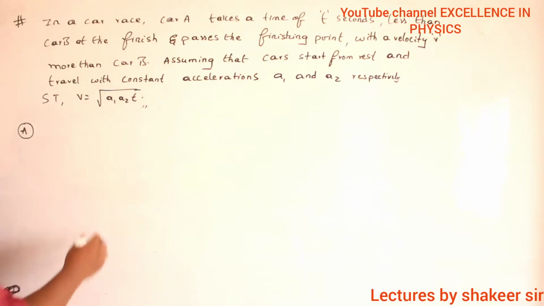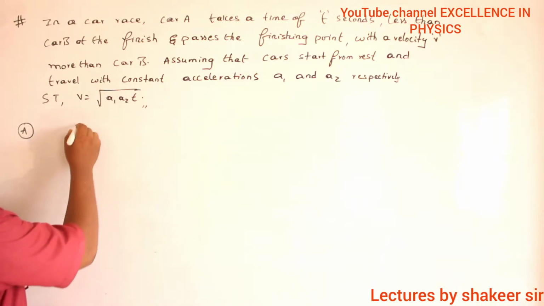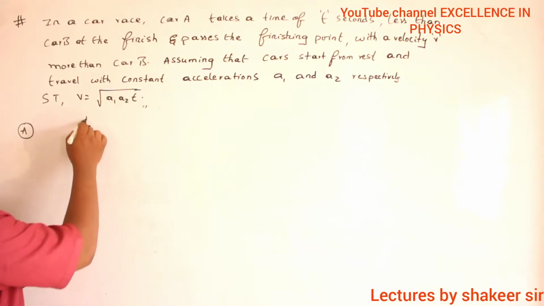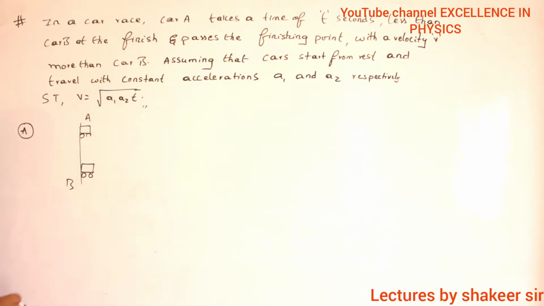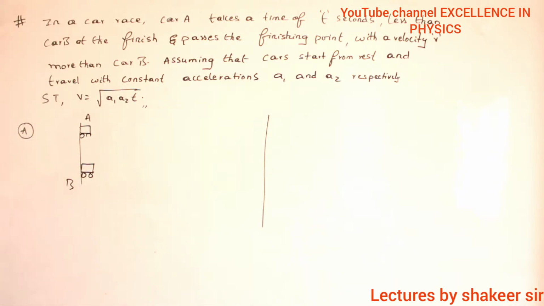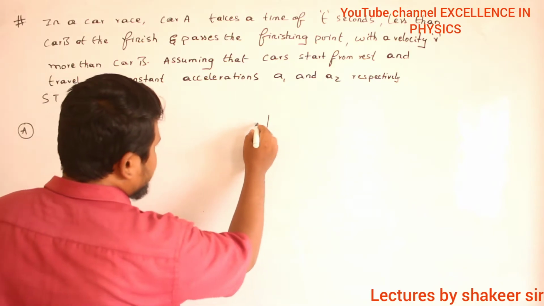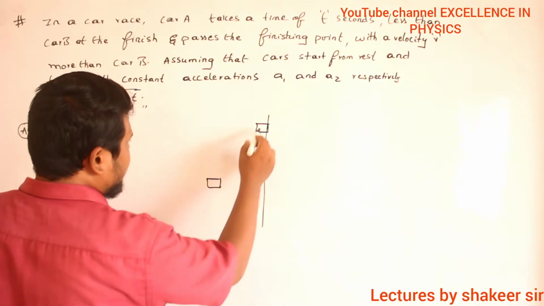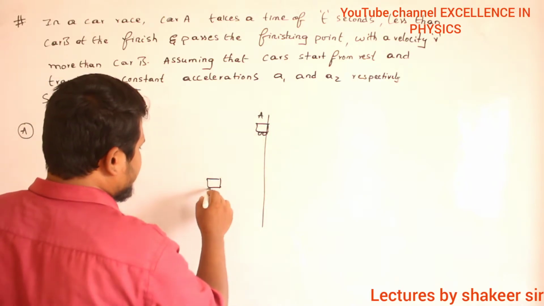First, let us try to understand this question. So, this is the starting point. From here, two cars are starting. This is car A and this one is car B. So, this is the finish line. First of all, car A reached t seconds before. So, car A reached this finish line. It means car B should have been somewhere here only by the time car A has reached the finish line.